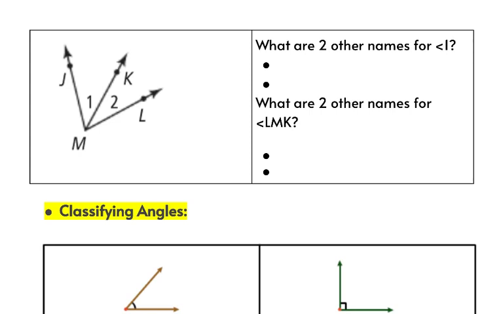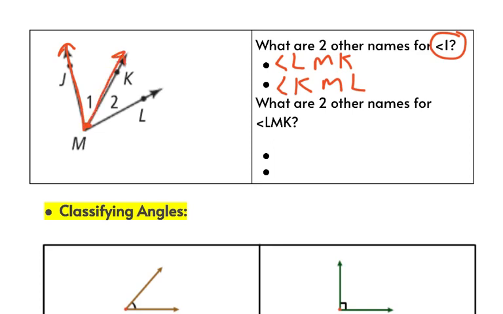So, having said that, you should pause the video and go ahead and try this one. It says, what are two other names for angle 1? I can call it angle, and the vertex goes in the middle, and the sides hug it, or vertex in the middle, and the other endpoints that hug it. That would name angle 1.